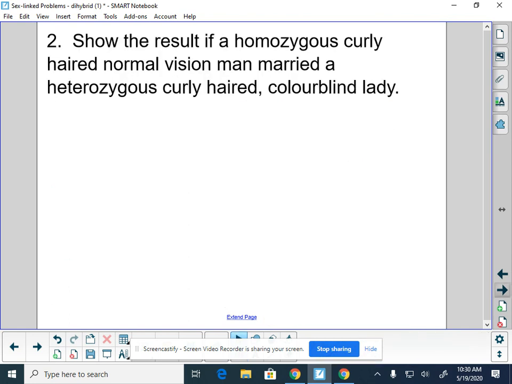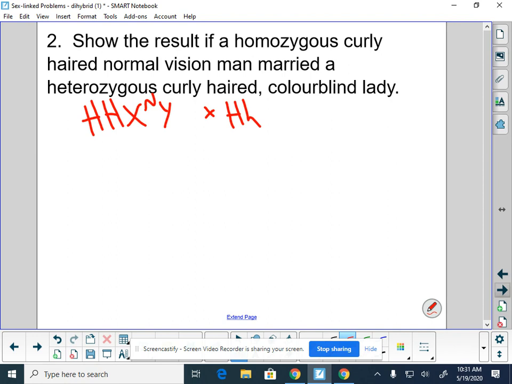Question number 2. Show the result of a homozygous curly-haired normal vision man married to a heterozygous curly-haired colorblind lady. Because it's the same legend as the previous question, I'm not going to rewrite it. So we've got a homozygous curly-haired, that's big H for homozygous, normal-visioned man, X big N Y, married to a heterozygous curly-haired, big H, little h, colorblind lady. So she has to have 2 little n's on her X chromosomes for a lady to be colorblind.